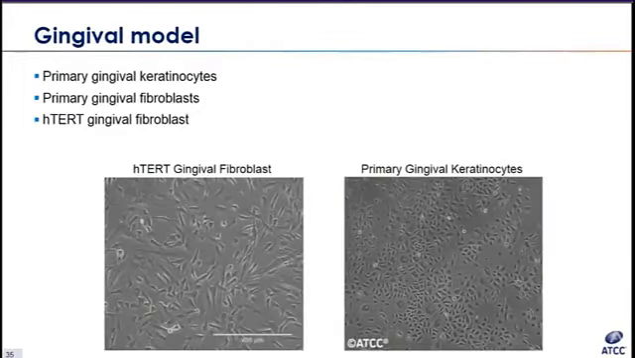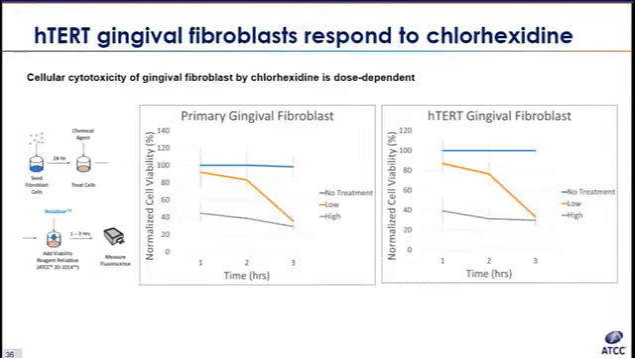ATCC also offers gingival cell types: primary gingival keratinocytes and fibroblasts, and hTERT immortalized primary gingival fibroblasts. In this study, we again show that hTERT immortalized cells exhibit similar toxicities as their primary cell counterparts. Here we exposed primary gingival fibroblasts and hTERT gingival fibroblasts to a low dose of chlorhexidine at 1 micromolar or a high dose at 10 micromolar and measured viability over 3 hours. The observed toxicities were similar in both cell types at all conditions.